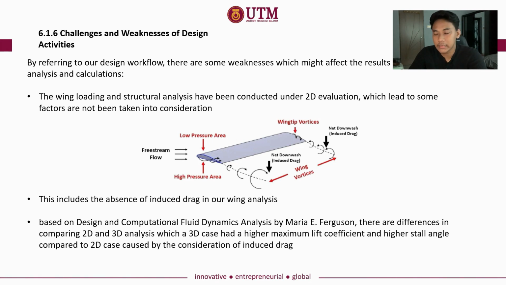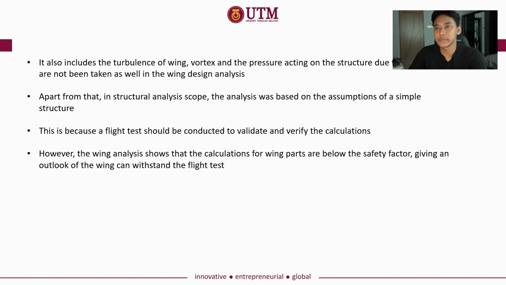So this is very important, and this is giving a very large impact to our result because of the absence of the induced drag. It also includes the turbulence of wing vortex and the pressure acting on the structure due to induced drag, which are not being taken into account in the wing design analysis. Apart from that, in structure analysis scope, the analysis was based on the assumption of a simple structure. For example, the rib, the spar, and also the skin analysis, we are assuming it as a simple structure, so our calculation will be easier and not so complicated compared to a 3D case.